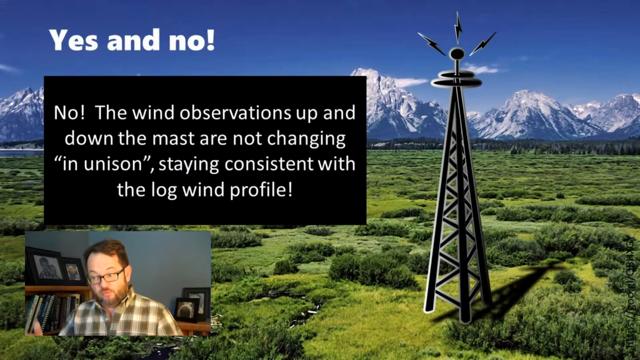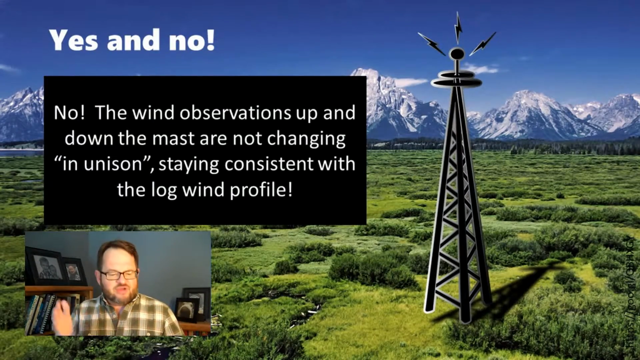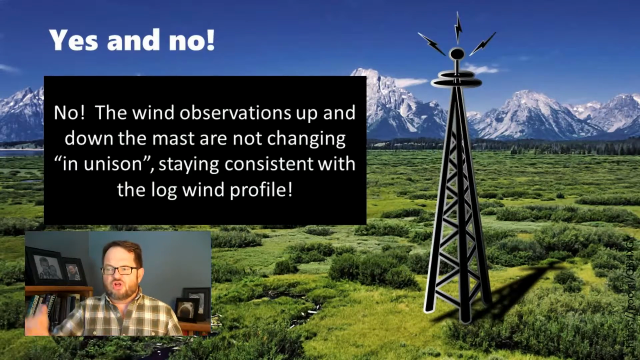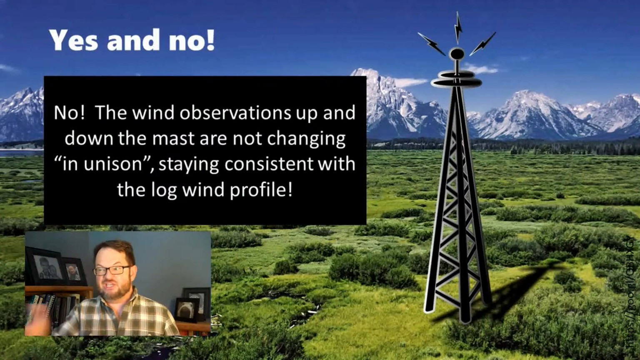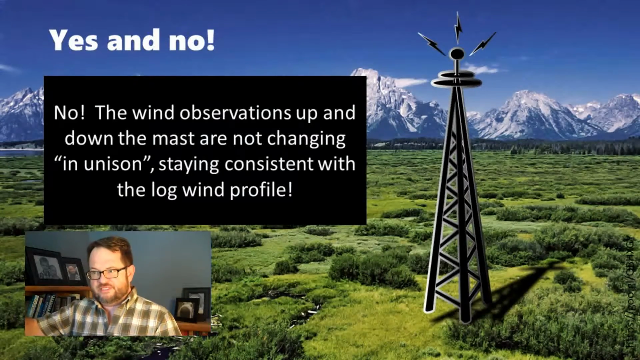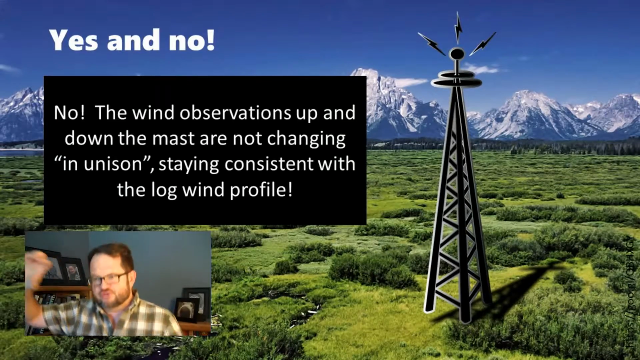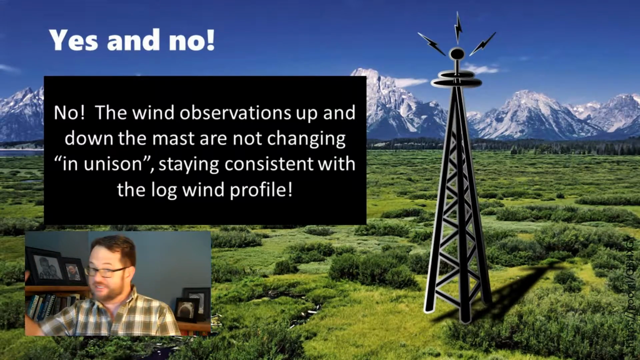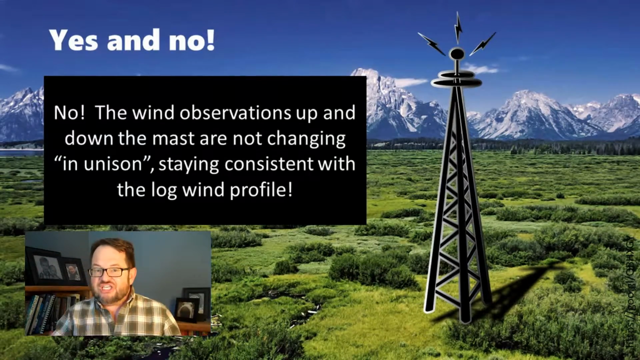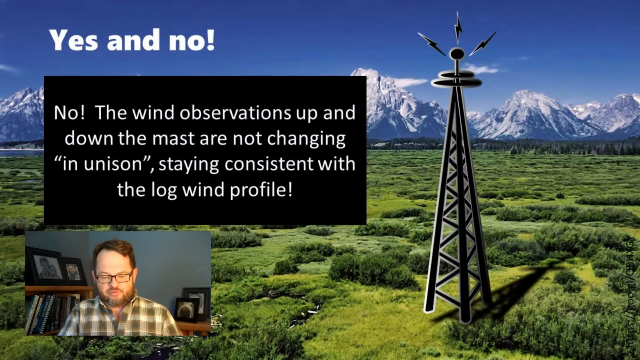Yes, the wind speeds are changing at different heights along the way in the boundary layer, but no, they're not changing up and down along the length of my meteorological mast in unison. If the wind speeds are stronger at the surface for the next 15 seconds, they're not necessarily also stronger at 20 meters and 40 meters and 60 meters. It doesn't work that way. They're not changing in a consistent way, just trying to stay consistent with the log wind profile.